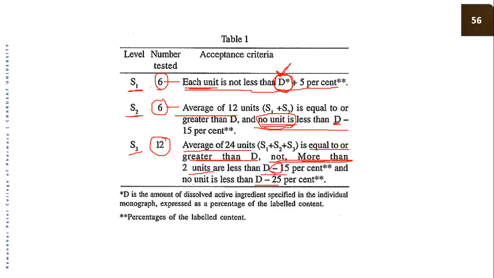The sign is minus. So if 85% is the allowed limit, then up to, let's say, 70% is fine for at least 2 units. And out of these 2 units, it is very clear no more than 2. So if more than 2, if a third capsule is below 15% of the allowed limit, then it is totally a failure in the dissolution test. But if 2 capsules are below the 15% of the allowed limit, even in these 2 units we need to check further that no unit should be less than 25% of the allowed limit.